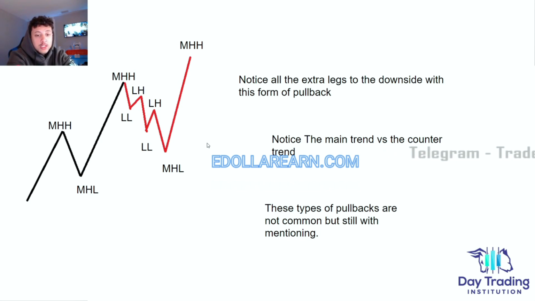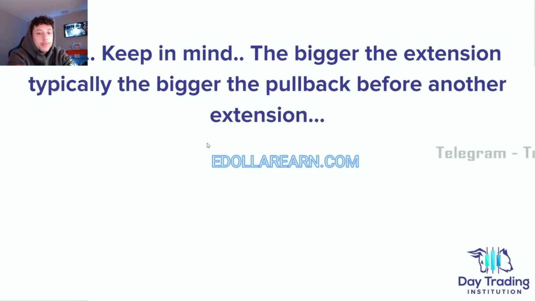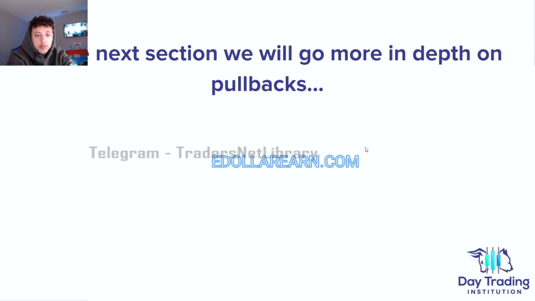I just want everybody to understand the basic principles, right? Now, keep in mind, the bigger the extension, typically the bigger the pullback will be before we see another extension in the trend. You have to consider pullbacks like if somebody was going to go on a sprint, right? The harder and faster that person goes on a sprint, typically the more time they're going to need to breathe until they can sprint again. It's a pretty simple analogy, to be honest, right?